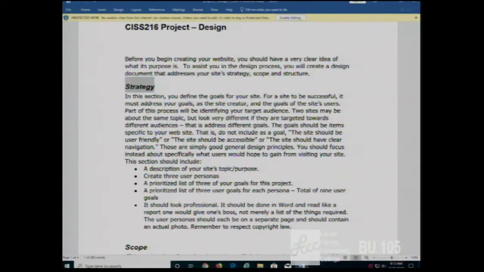So, in this section, you're going to write a little description of your site's topic or purpose. You're going to create three personas, and we talked about personas last time. Personas are sample people that are representative of the kind of people that are going to be visiting your site. Getting back to the band example, one persona might be a loyal fan of the band, someone that goes frequently to hear the band's appearances, buys t-shirts, and so on.